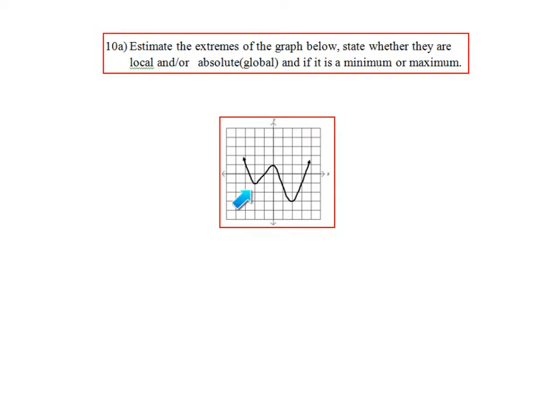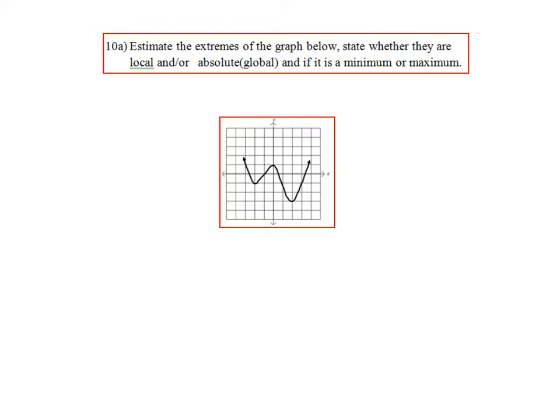An extreme is where my graph is changing direction. I can see that my graph is changing direction. It's going from decreasing to increasing here. So there's one of my local minimums. Increasing to decreasing here, there's a maximum. Decreasing to increasing, there's another minimum.